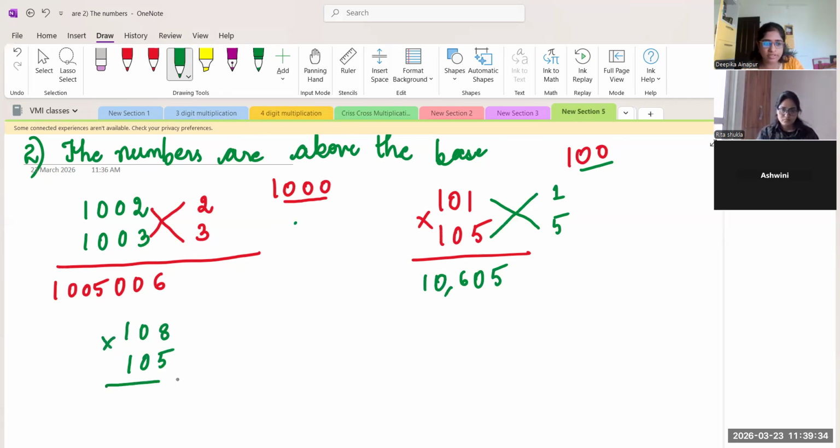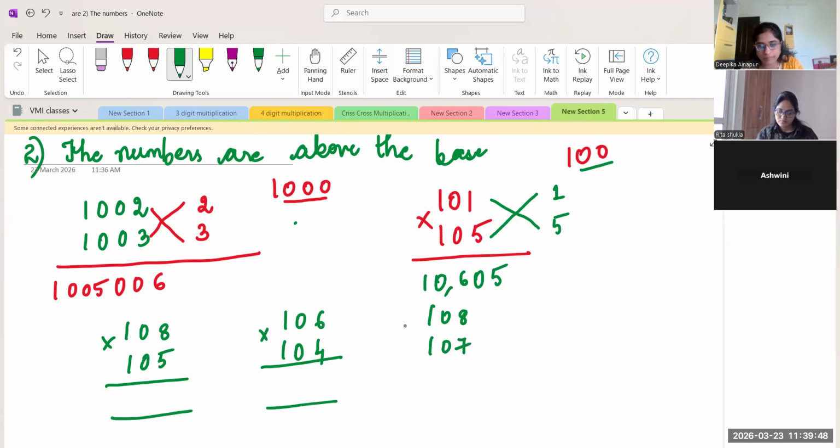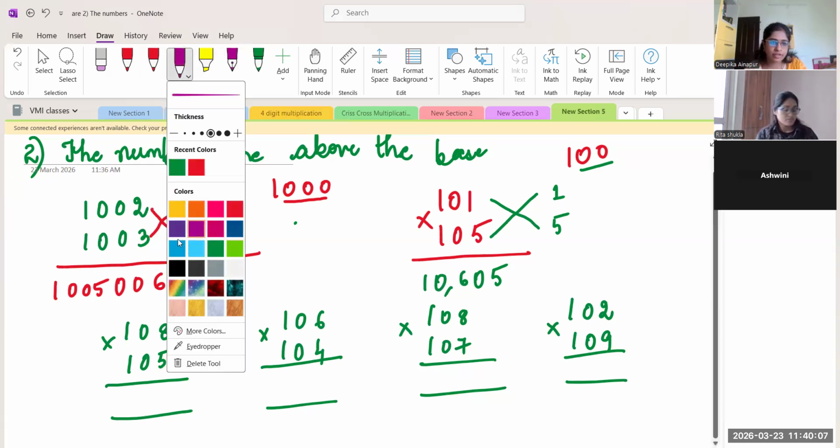Just try this. 106 into 104. 108 into 107. 102 into 109. Yeah. So you can try this and get the answers.